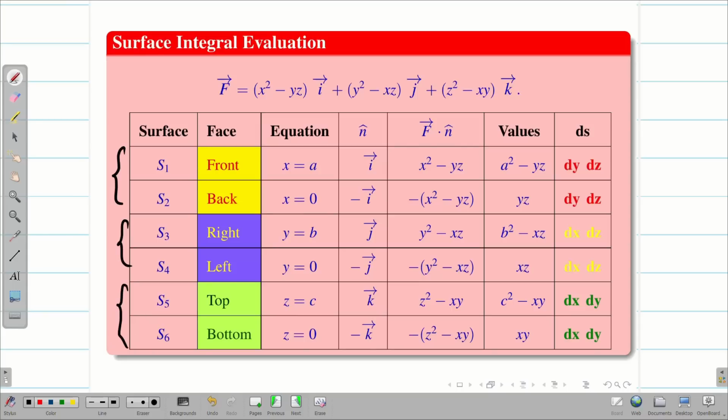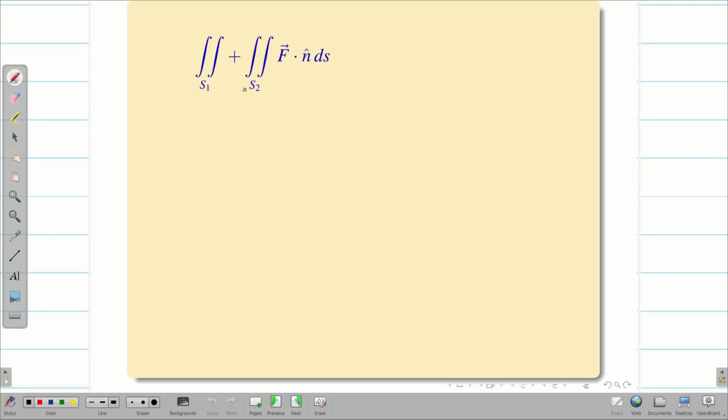So I can make the problem very simple. So let us do this. First we have to integrate the region S1 and S2 together. So double integral dy dz or dz dy. I am going to take dz dy.